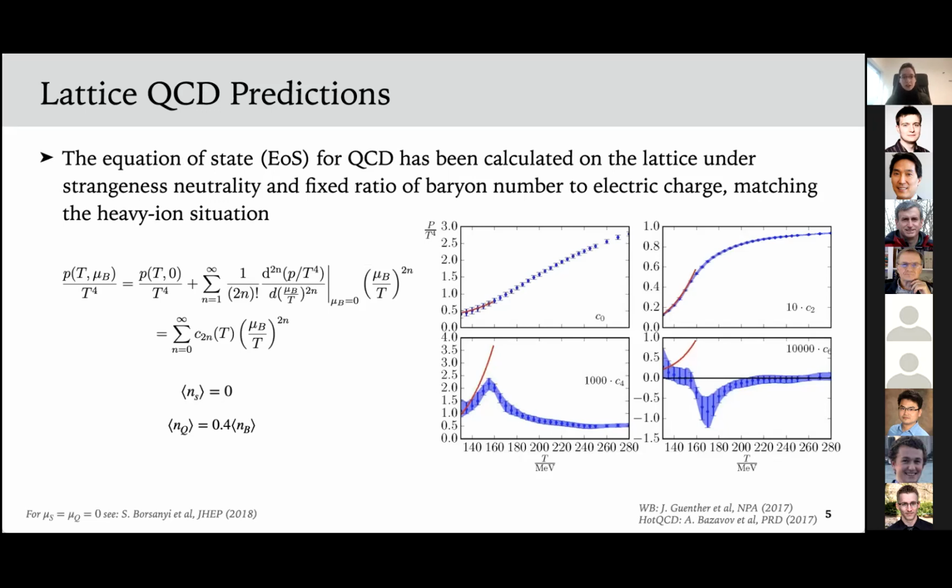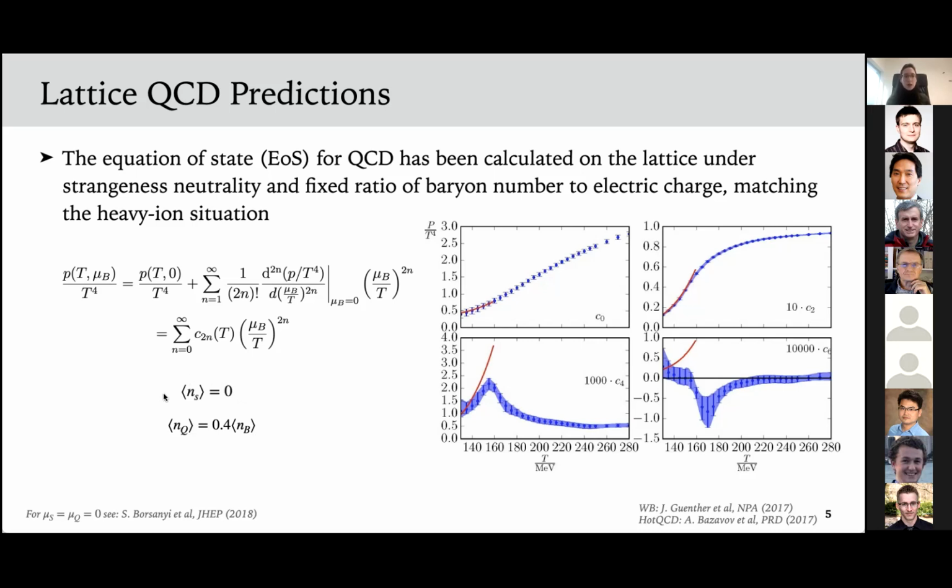So the equation of state is available for different conditions on the conserved charges. The lattice data is available at vanishing strangeness and electric charge chemical potentials, but it's also available in what's known as the strangeness neutral trajectory, which is this slice of the phase diagram that heavy ion collisions will follow, based on the initial conditions that come from the colliding nuclei in these experiments.